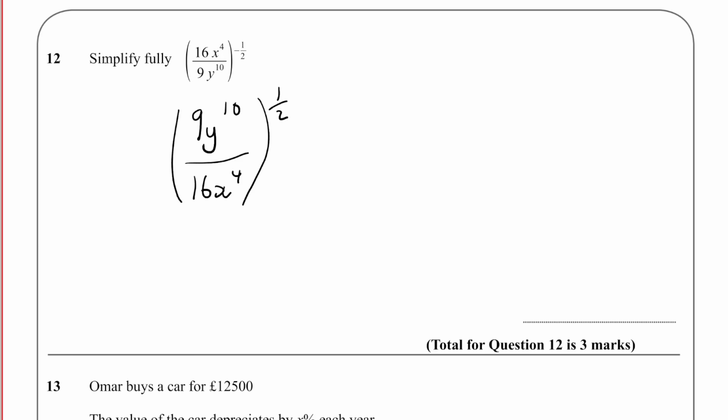What multiplies by itself to make 9y to the power of 10? So 3 times 3 makes 9. And y to the power of 5 times y to the power of 5 makes y to the power of 10. 4 times 4 makes 16. And x squared times x squared makes x to the power of 4.